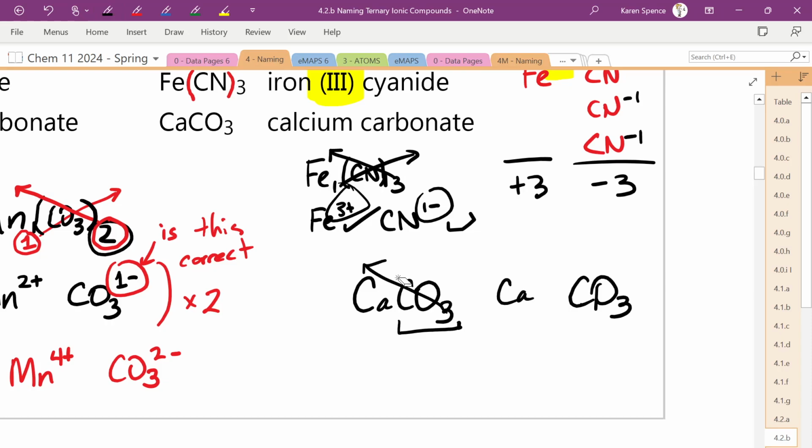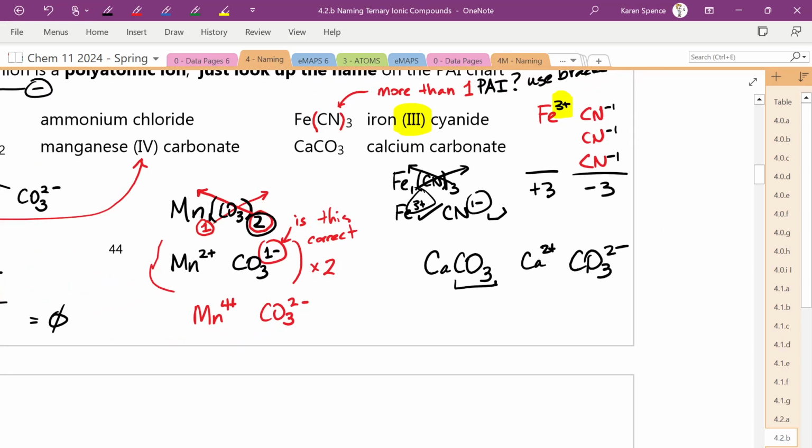Okay, so if that confuses you, go back to doing it this way where you've got a 2-, which means this is 2+. And I know we don't have to do that for calcium, but anyway. All right.